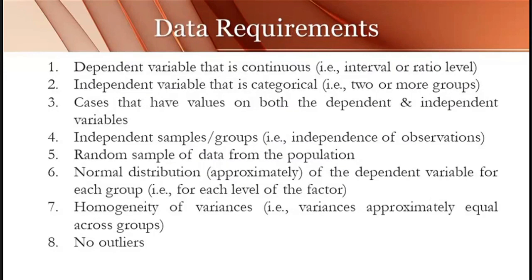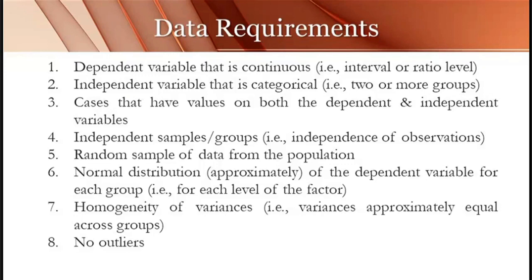Independent samples means whatever data you are collecting should be independent observations. You are collecting data one time from the employee, and the data should not influence the rest of the data. Independent observation. Random sample of data from the population, normal distribution. Yesterday, we already discussed how to check normal distribution of the data, right? And homogeneity of the variance. This is another important feature of one-way ANOVA.